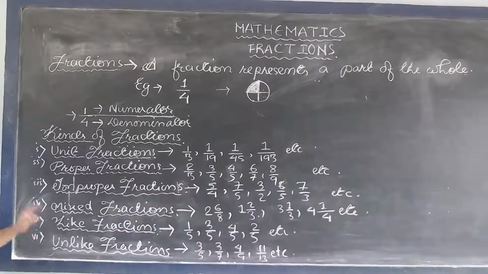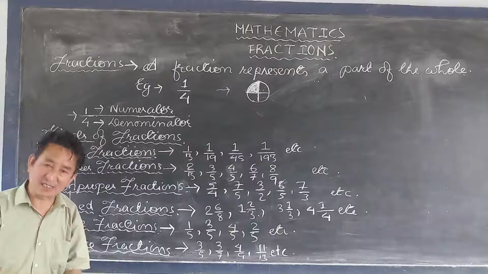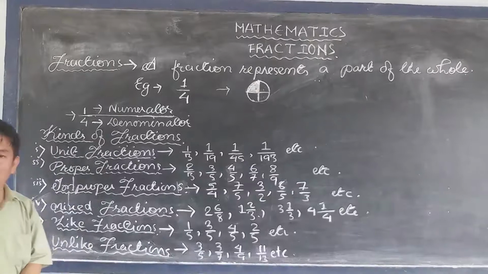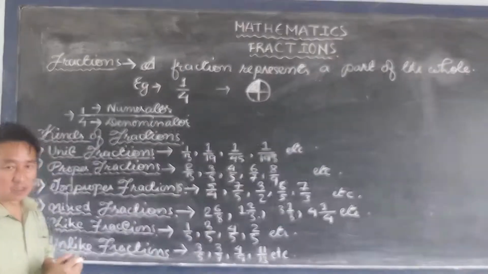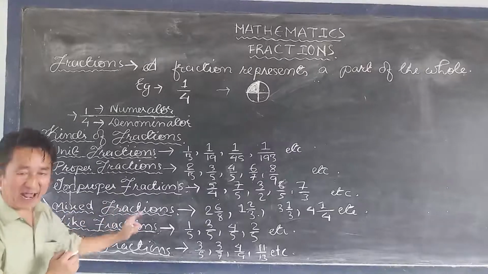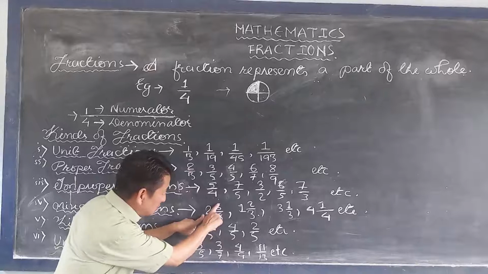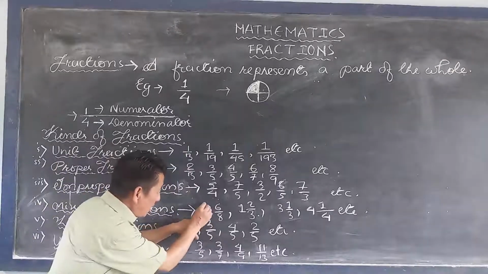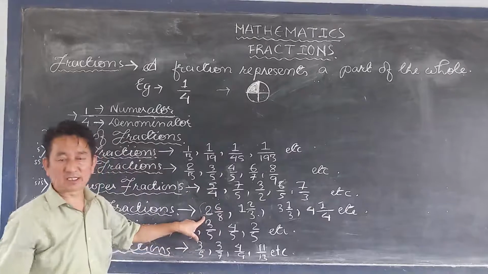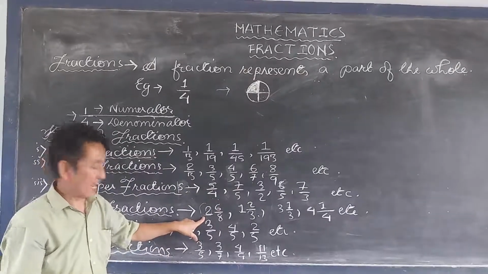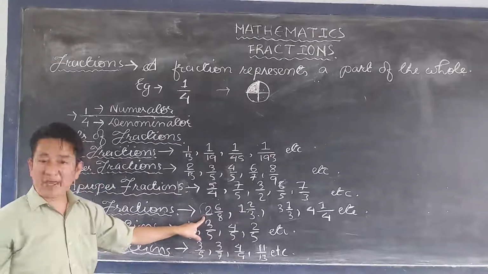Now next, mixed fraction. A fraction which consists of a whole number and a proper fraction is called a mixed fraction. As you can see here, 2 into 6 by 8. 2 is a whole number, 6 by 8 is a proper fraction. And this is an example of mixed fraction.